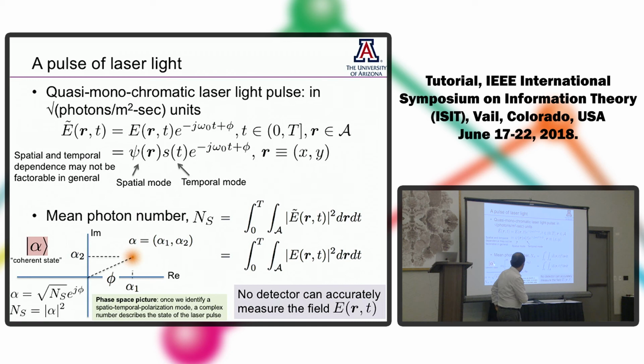I'm going to, for now, put this alpha inside a ket vector and call it a coherent state. I'm going to define that properly a little bit later. But think of alpha inside the ket as a pure state which is completely described by that complex number alpha.